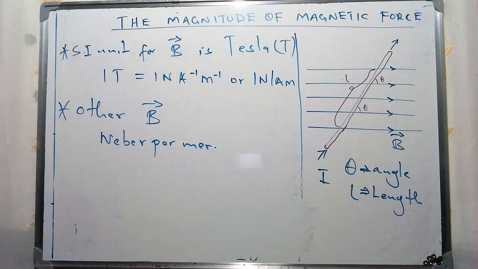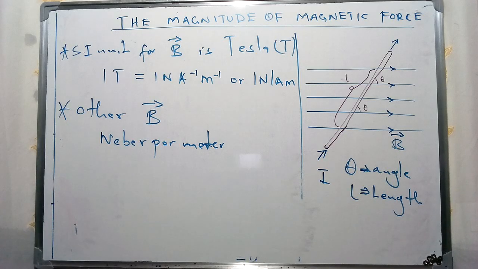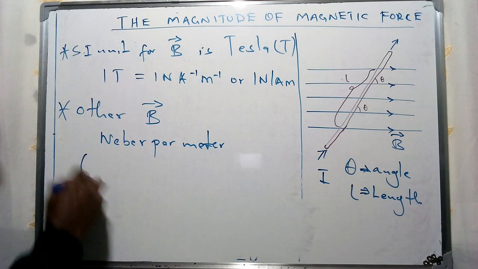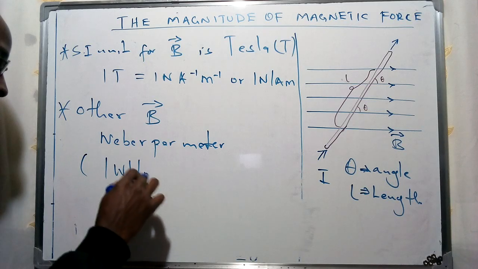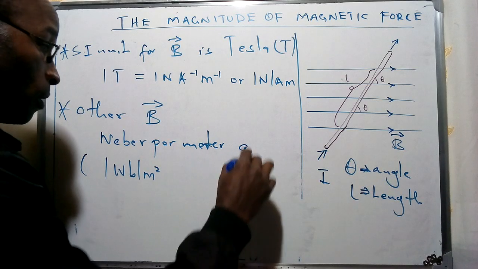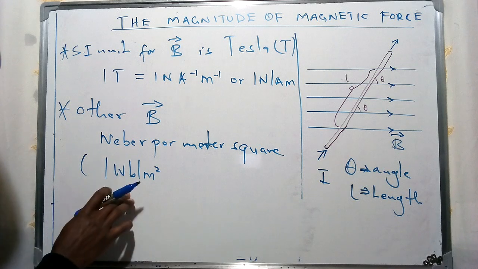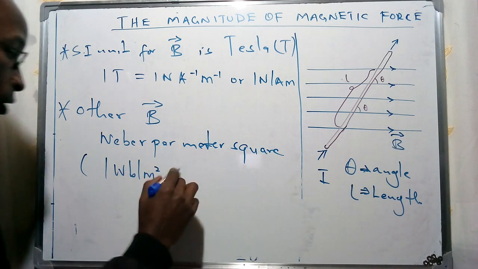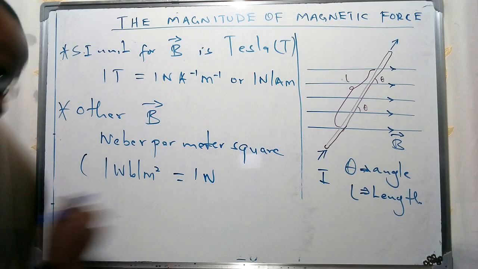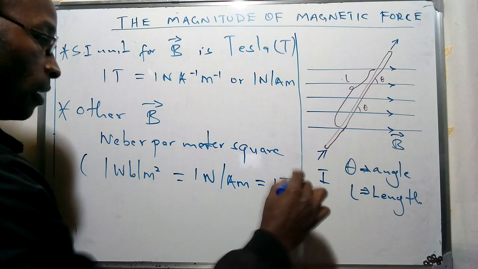And this was named in honor of this specific German physicist, Wilhelm Edward Weber. And as we're going to see later, this can be given in terms of a conversion, whereby we're going to have 1 Weber per meter square, which is equivalent to 1 Newton per Ampere meter, which is equivalent to 1 Tesla.